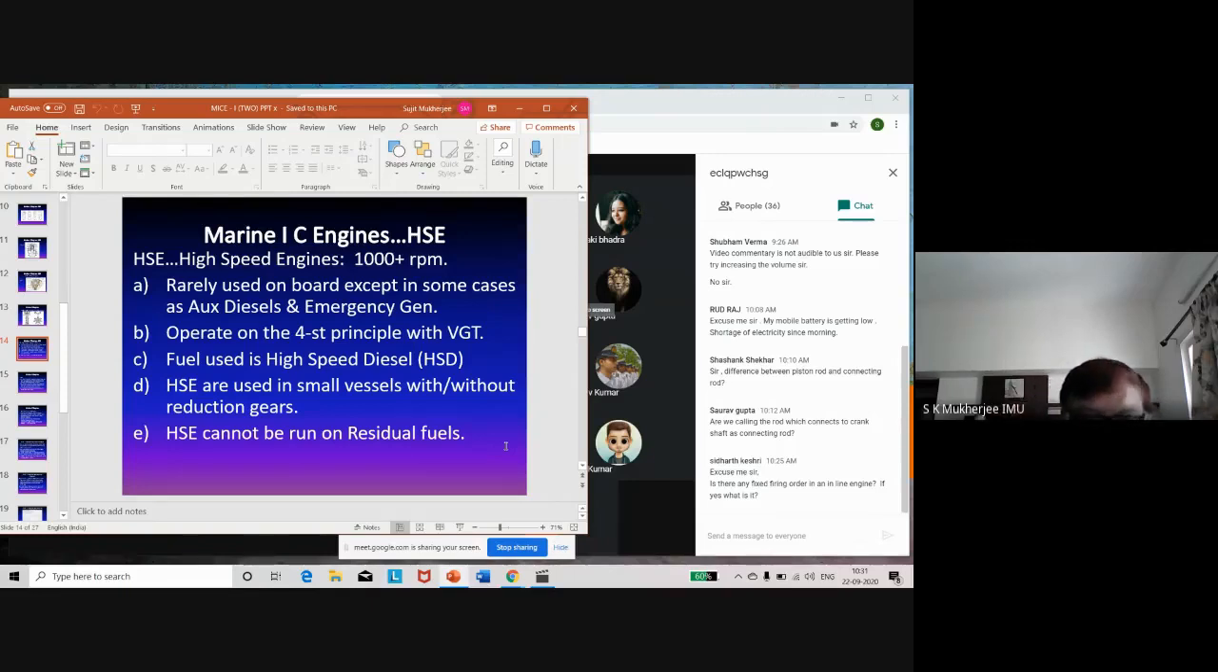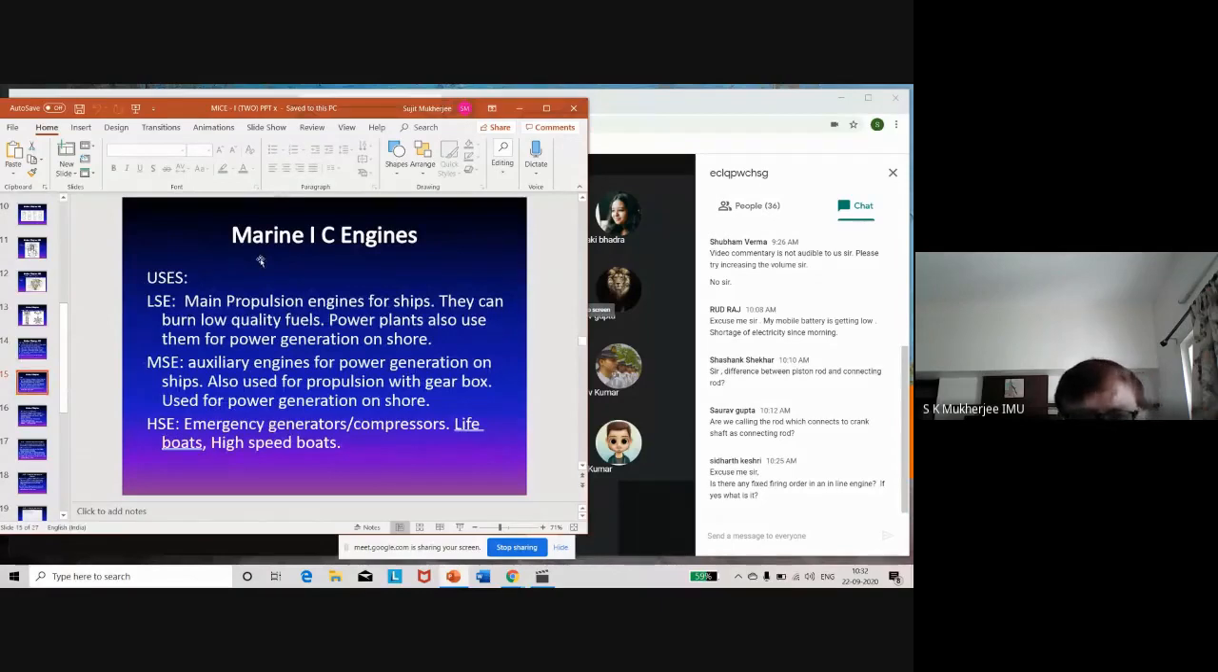So don't keep your minds blocked, because that time we kept our minds blocked against residual fuels being used for medium-speed engines. But now, I have started to be a little more flexible in thinking that maybe someday high-speed engines will also be running on residual fuels if the technology can be provided. So as of now, high-speed engines cannot be run on residual fuels. Okay, let's move on. What are the uses of these different engines? We'll go through this fast.